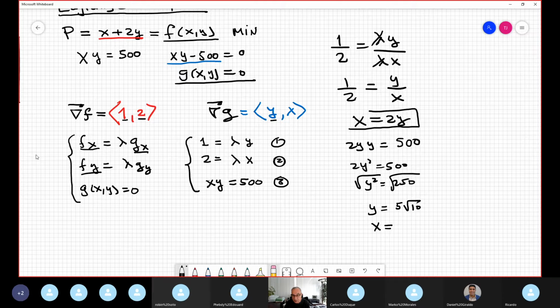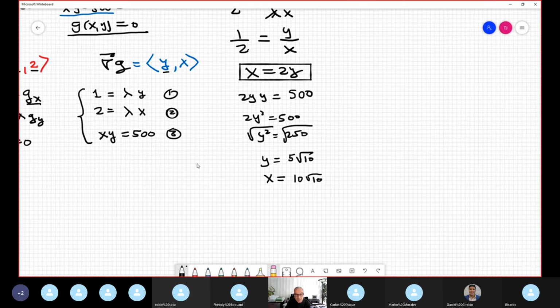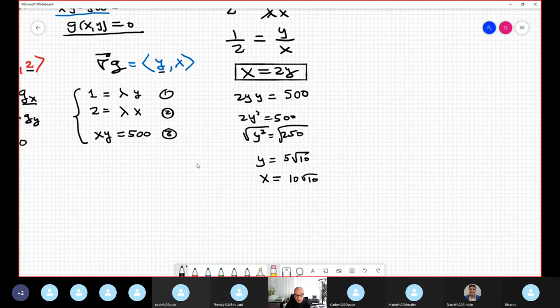Look at that in this equation. You multiply by 2, entonces 10 radical 10. Let me check just in case the thing works or doesn't work. If you multiply x and y, okay, suppose que es the area. 5 times 10 is 50. And square root 10 times square root 10 is 10. And 50 times 10 is 500, exactly the same as this.